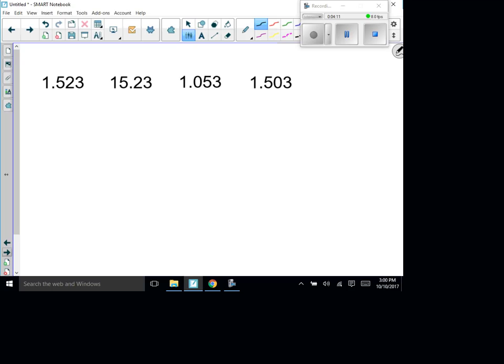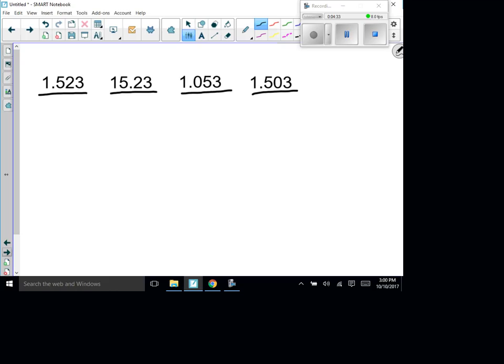Let's look at this. So we have 1 and 523 thousandths right here. Then we have 15 and 23 hundredths there. Then we have 1 and 53 thousandths and 1 and 503 thousandths. So now we have to put them in order from least to greatest. Do they all look the same?